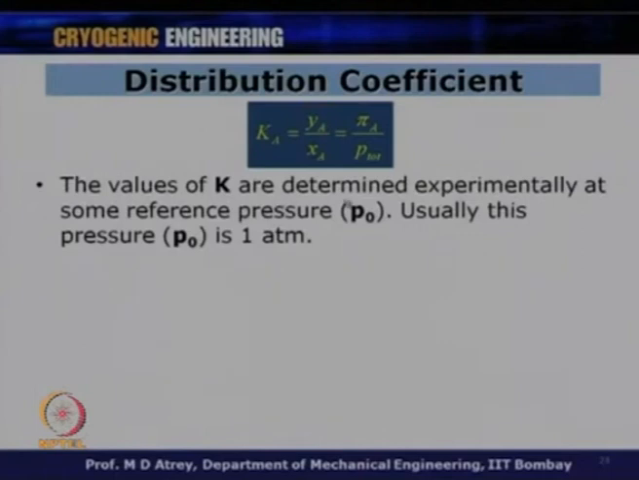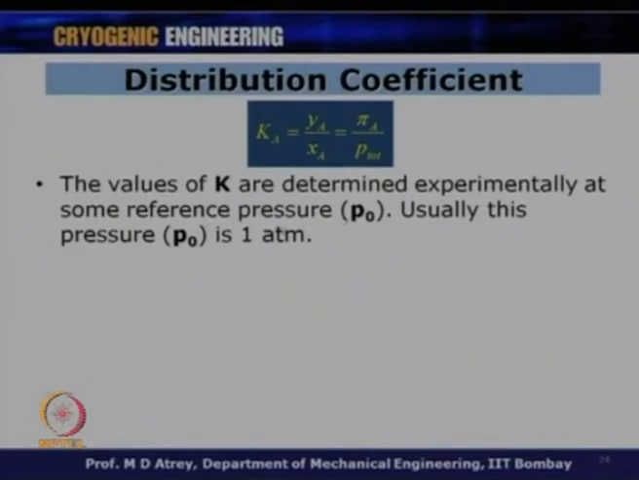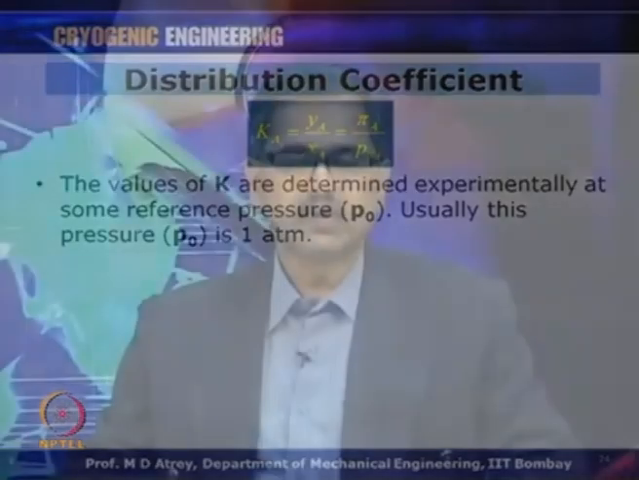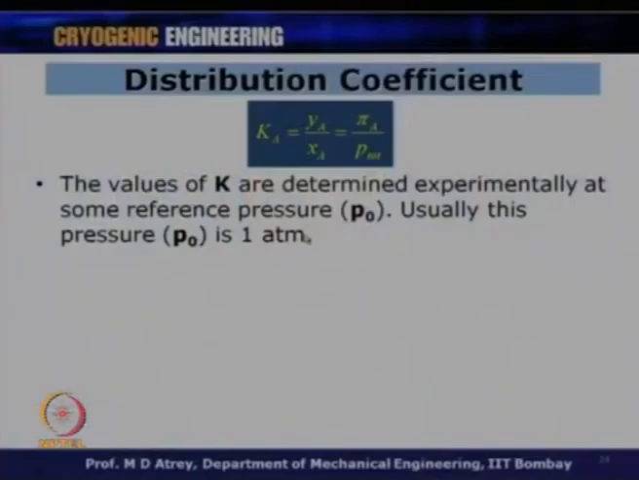The values of K are determined experimentally at some reference pressure PO. Now, when I talk about experimental determination of these values of K, it is normally given with a reference pressure PO, which could be 1 atmosphere, 2 atmosphere or 5 atmosphere, and wherever these values are given, the value of PO will be given to you, and therefore, your actual mixture pressure could be different, which is just P or P mixture, but the values will be given for that pressure with some reference pressure which has to be taken into account to calculate the value of K.